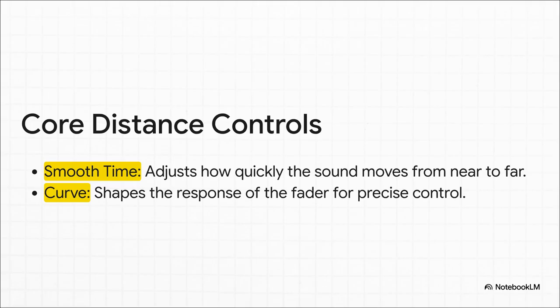So you've got 2 main knobs here. Smooth time is basically how long it takes for the sound to travel. You can make it a slow, gradual fade into the distance, or you can create this really rapid whoosh effect. And then curve lets you shape the taper of the fader, so you can get really precise control over how it feels at the beginning or the end of its travel.